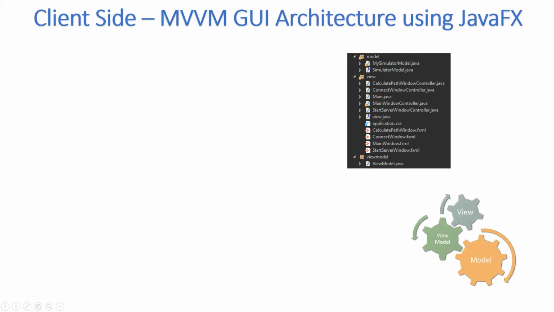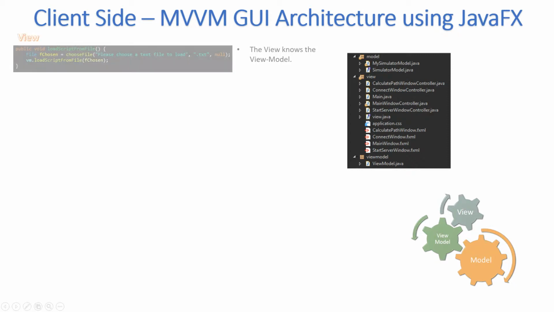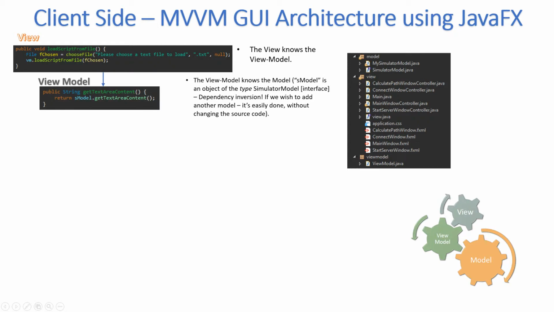Now, the client side uses MVVM GUI architecture in JavaFX, meaning we have the view in here, the model, and the view model. Like the wheels here, the view and the model shouldn't know each other. All the commands are passing through the view model. So in here you can see the view knows the view model, so it uses the view model load script from file. The view model uses the model get script from file because the view model knows the model. It actually knows the abstract type, the interface.